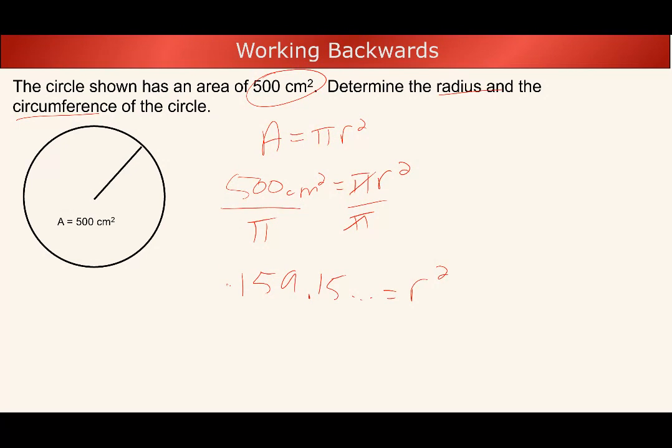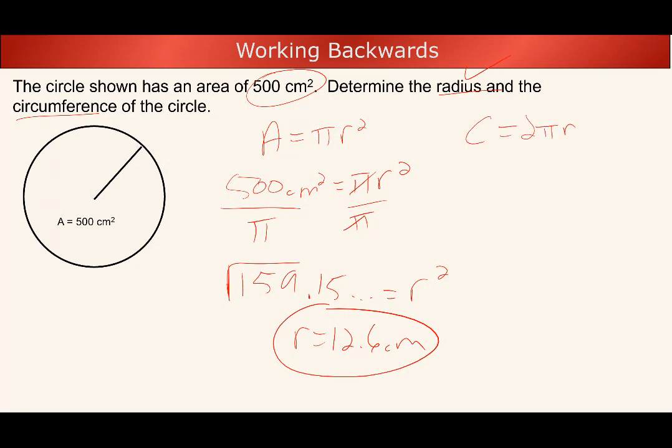The last step will be to square root it because it's r squared. So I hit my square root and I find the radius is 12.6 centimeters. So that's the radius, done. It also says find the circumference, and you haven't seen that yet. It's 2 pi r. That's the formula for circumference. Now that we know r, we can easily put that in here and finish this off.